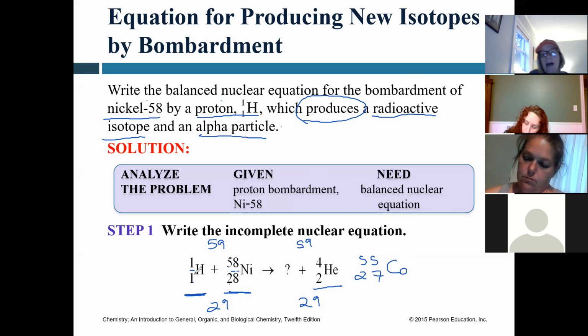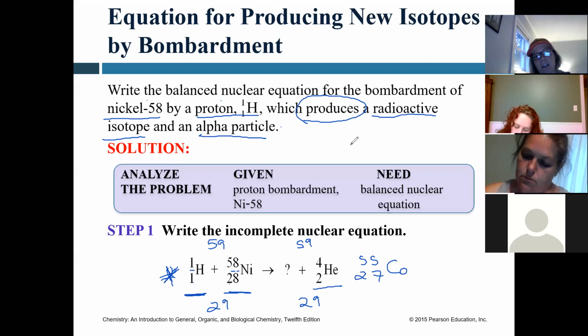So the same rules apply. Add the top things, make sure they equal each other on both sides. Add the bottom things and make sure they equal each other on both sides. There will be times when you're not given it like this, you're given it as a word problem. So just read it out. What are you starting with? What are you ending with?